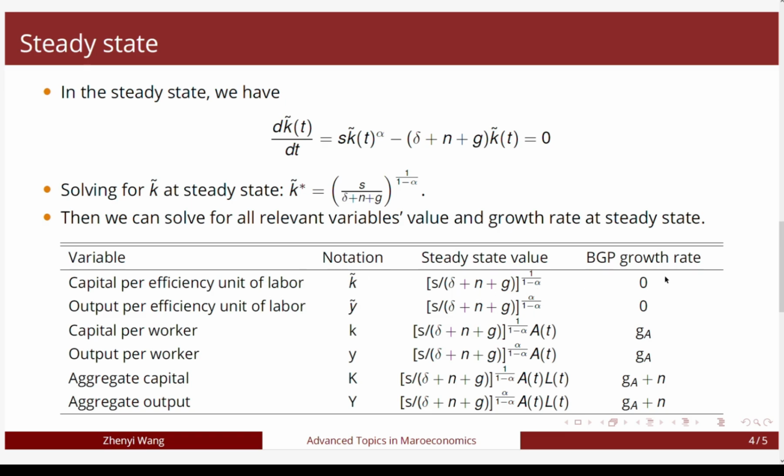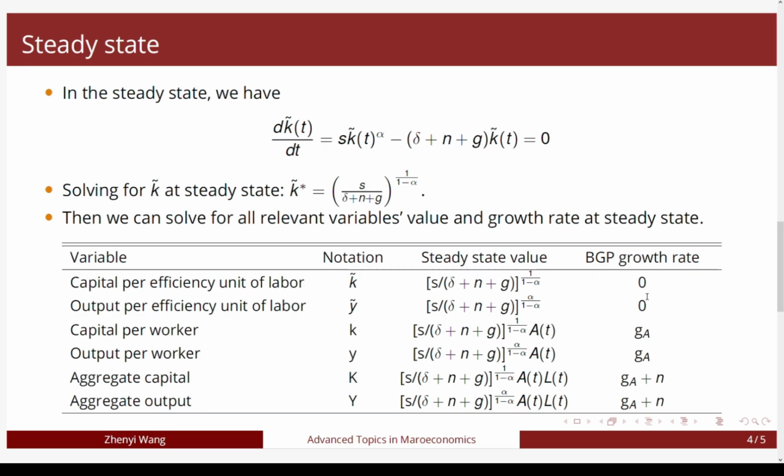We could state that at the steady state, the capital and output per efficiency unit of labor should be constant. The growth rate should be 0, and the capital and output per worker will grow at a rate of g_A, and aggregate capital and output value will grow at a rate of g plus n.